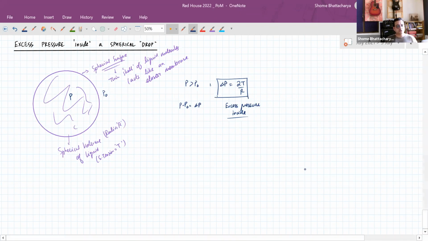Now the proof of this is also interesting, and it's interesting in the way we apply mechanics to prove this pressure difference. And it's also interesting in how we apply calculus in coming up with this result. Okay. So let's understand the proof of this next.